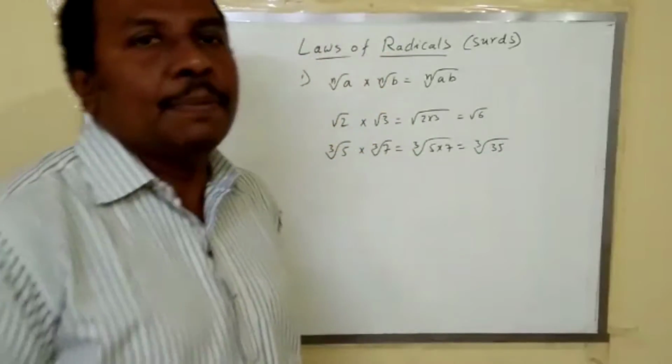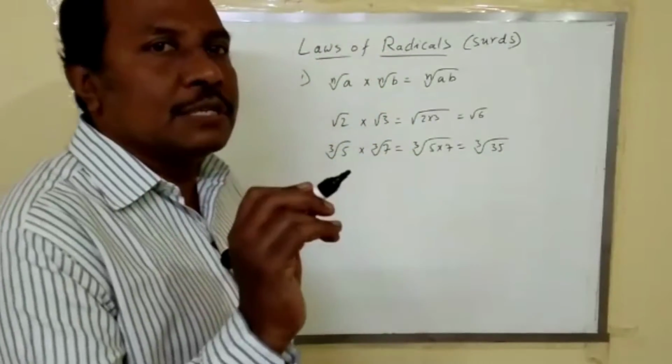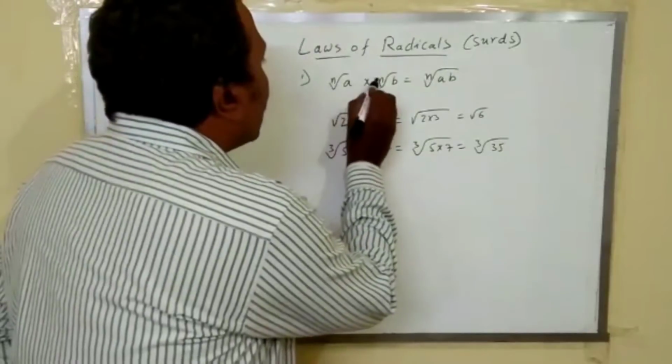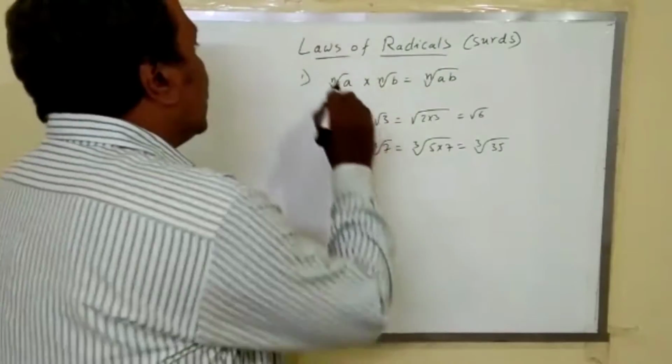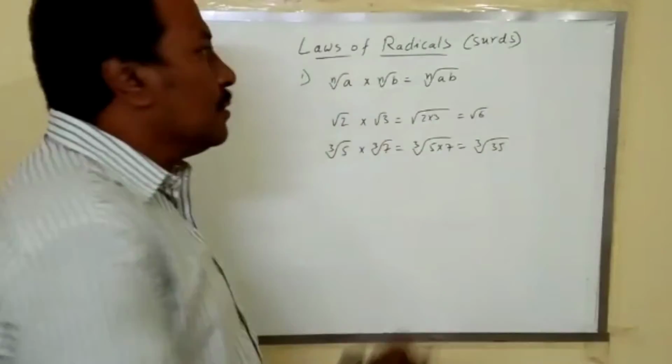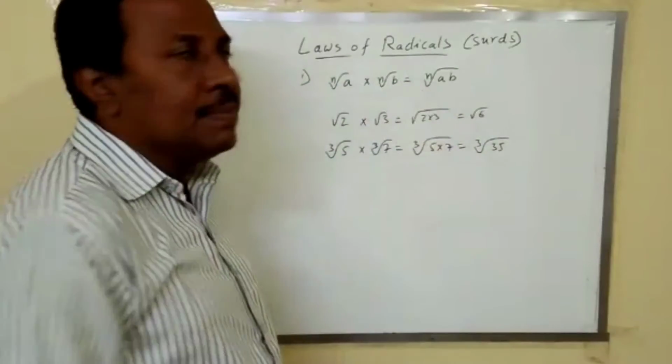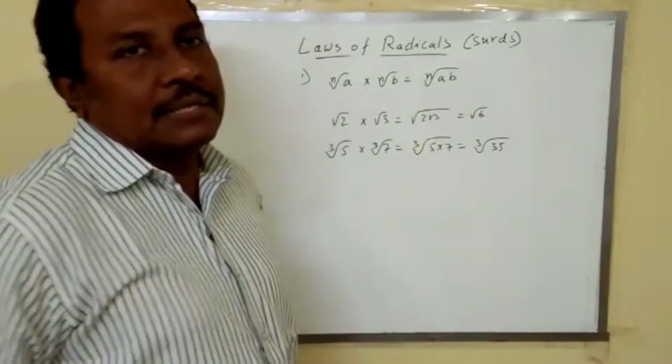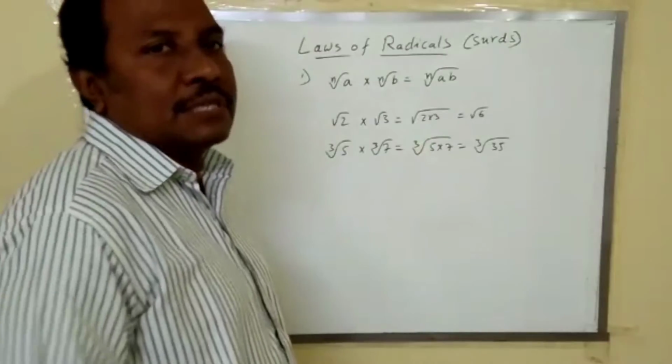Here, multiplication of two surds is possible if the orders are equal. If the orders are equal, then simply keep the same order and multiply the radicands. So this is the first law. Okay.